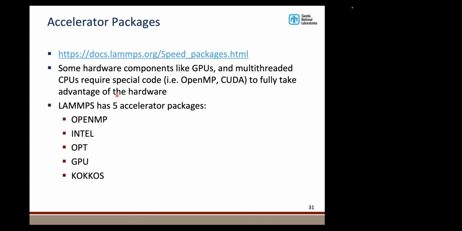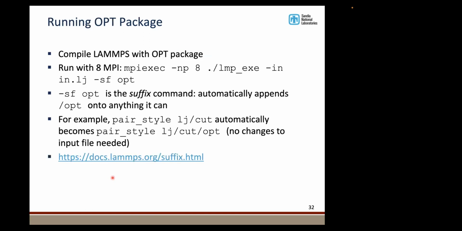So there are 5 accelerator packages in LAMMPS: OpenMP, Intel, Opt, GPU, and Kokkos. And I will go through all 5 of these in the next few slides and explain what they are, the advantages, and how to use them.